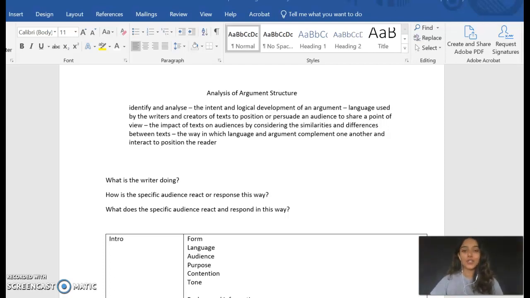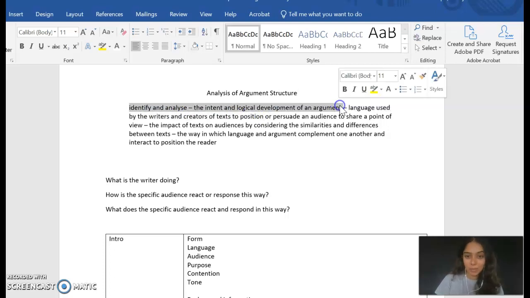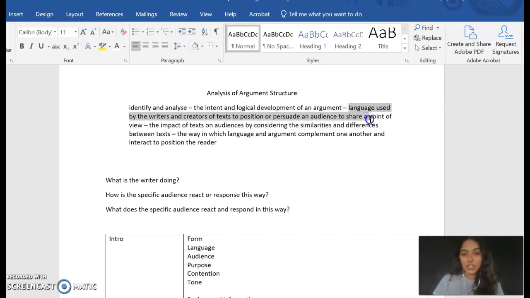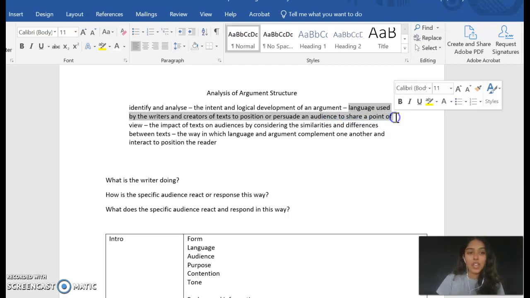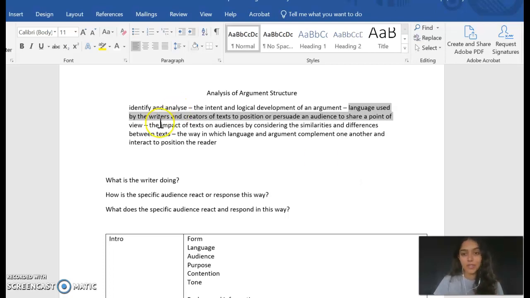Okay, so first, we've got to be really clear what the task is about. This is straight from the VCAA study design, and it says identify and analyze the intent of an argument. What language is used by the writers and creators to position or persuade an audience to share a point of view? So, what language or argument is persuasive and why is it persuasive?